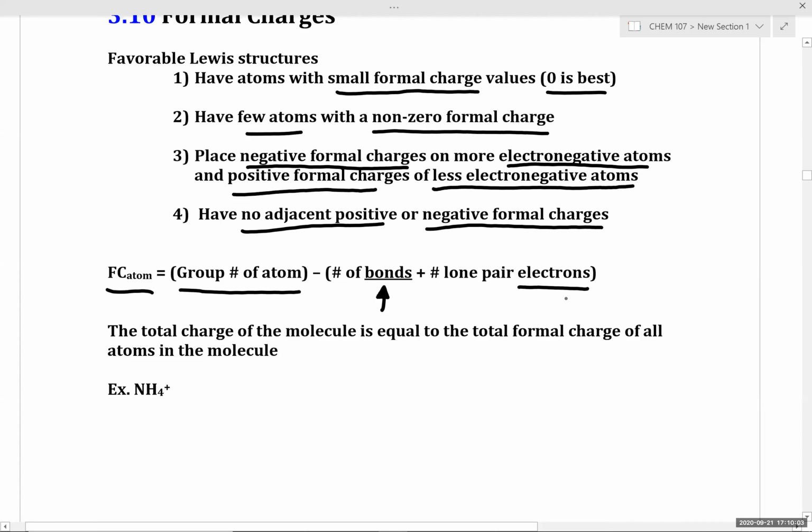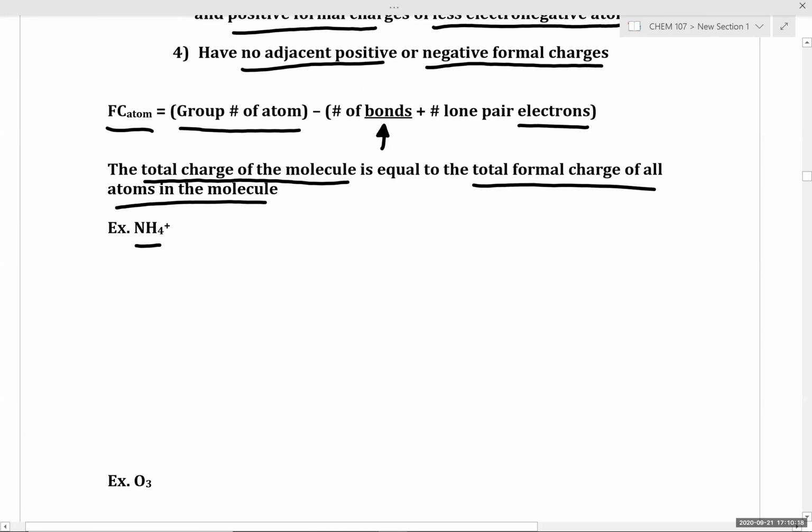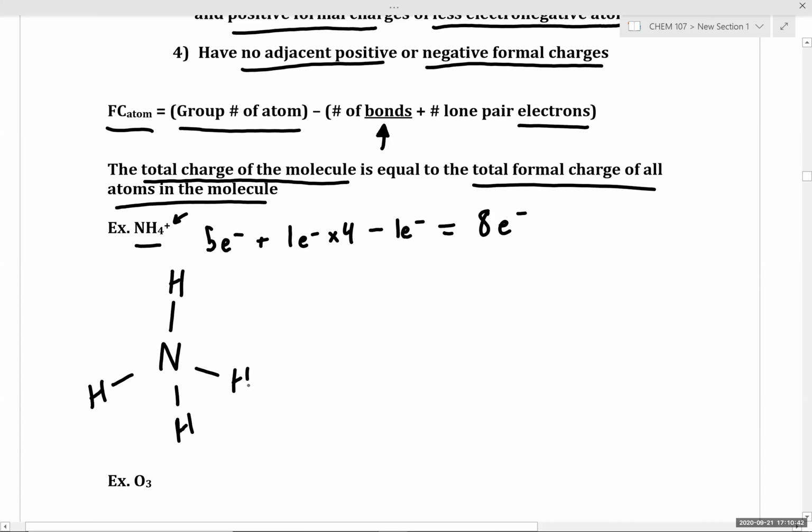Okay, so let's see how this works out and let's talk about a trick for formal charge. The total charge of our molecule is equal to the total formal charge of all atoms in our molecule. So if we look at something like ammonium, let's start from scratch. We have 5 electrons from nitrogen, 1 electron from hydrogen, and we have 4 of them. And then since we have a +1 charge, we subtract 1 electron from our total, that gives us 8 electrons. We place nitrogen in the center, and we surround it with our 4 hydrogens and form 1 bond each. We have 0 electrons remaining.